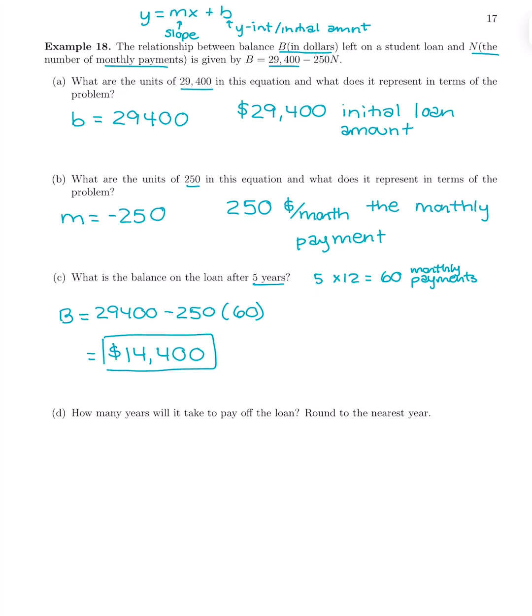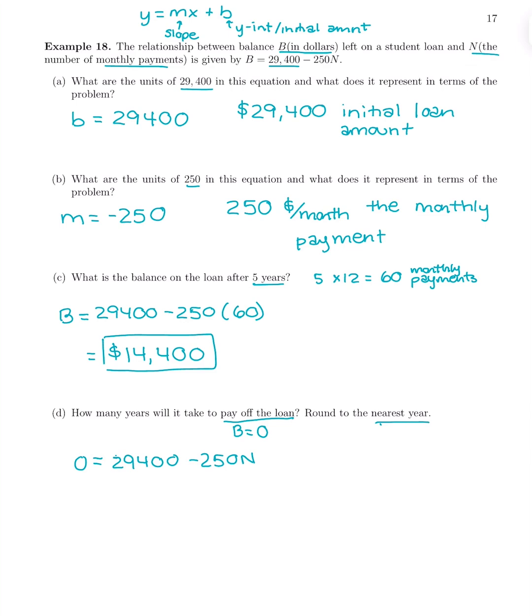So we want to figure out how long will it take to just pay that loan off. So if we want to pay off the loan, how much money do we want the balance to be? We want to make that balance $0. So we're going to make the balance 0. It was initially $29,400, and they've been paying on it with that $250 payment times N number of months. So we want to make the balance 0 and solve for N. And it says round to the nearest year.